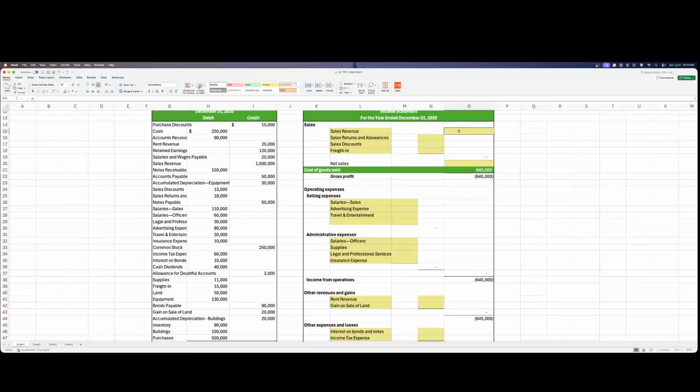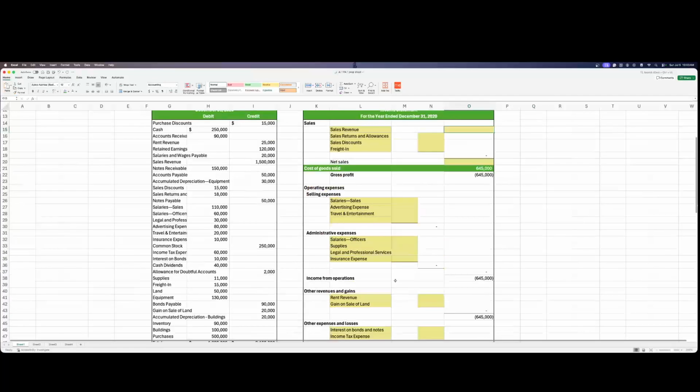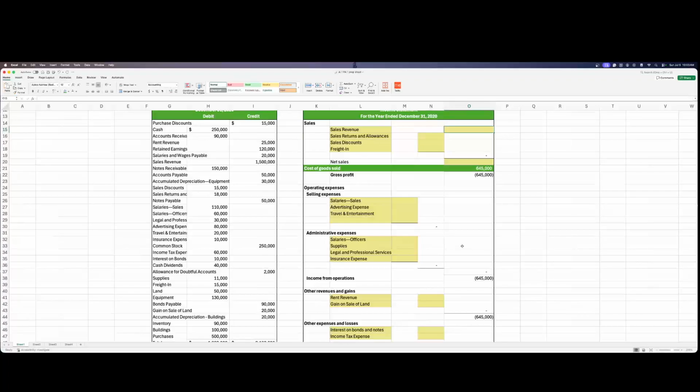Okay? So I'm not gonna calculate this right now because we already did that. But you guys need to understand what is categorized in what place for the income statement.